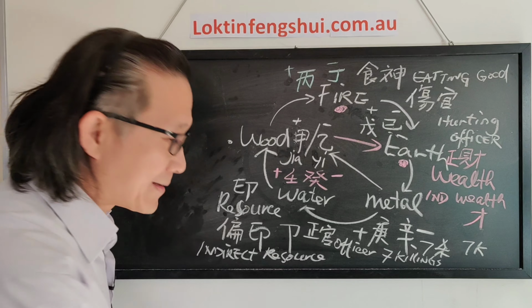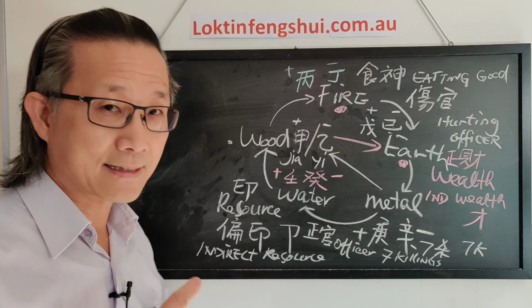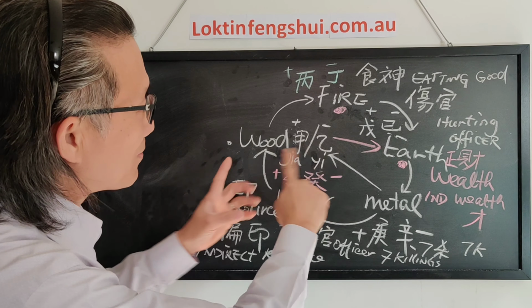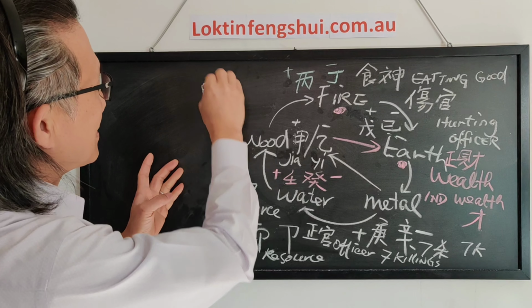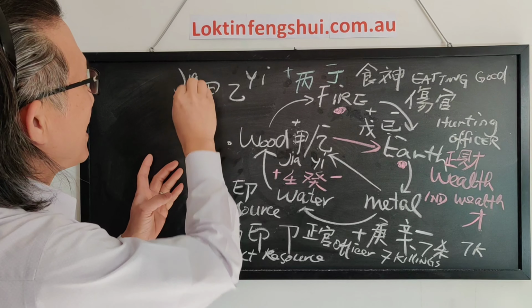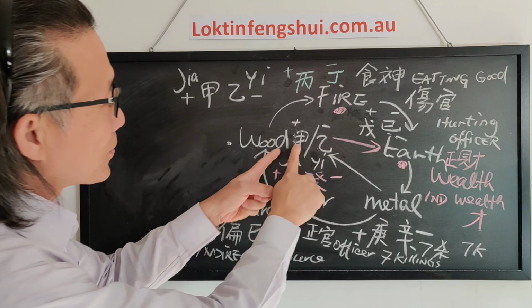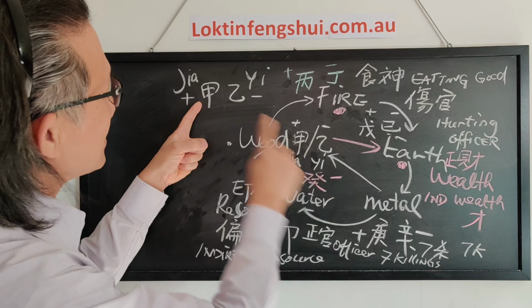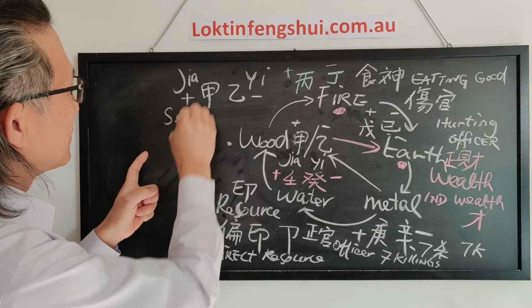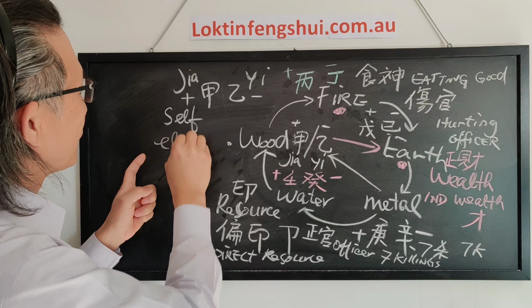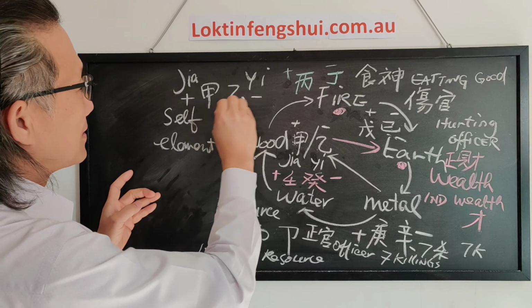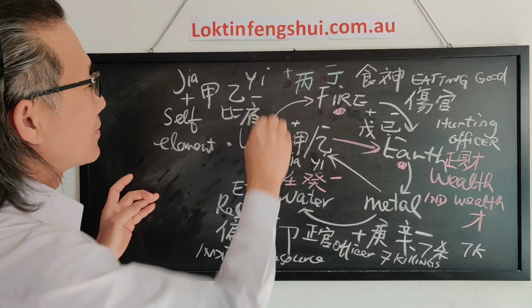gods. The other 2 are the self element, which is when Jia or Yi come across Jia or Yi. So we know that Jia is Yang and Yi is Yin. So when the Jia comes to see the Jia, this is what we call the self element, or in Chinese called Bijian. Bi means the same.